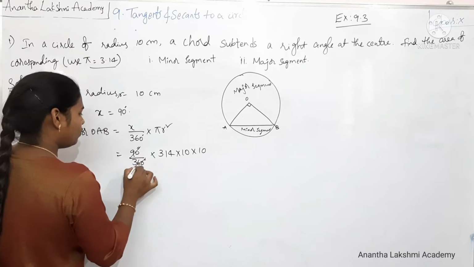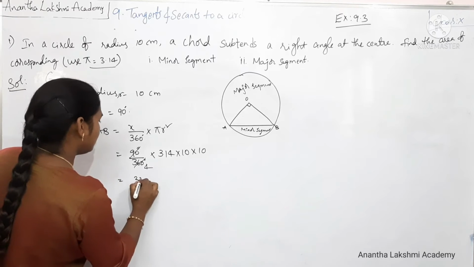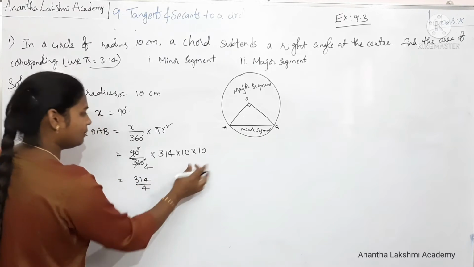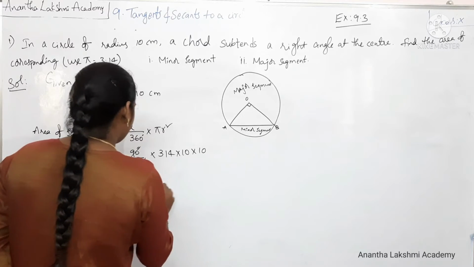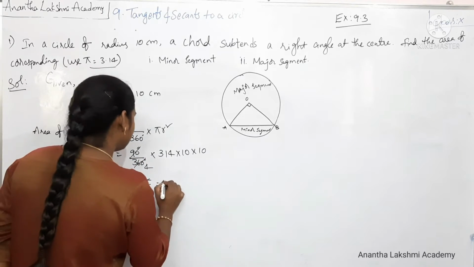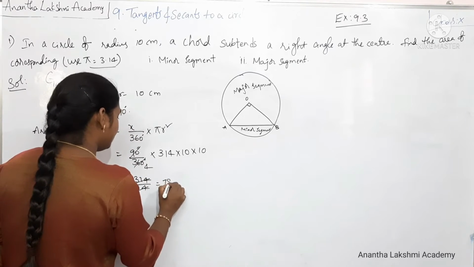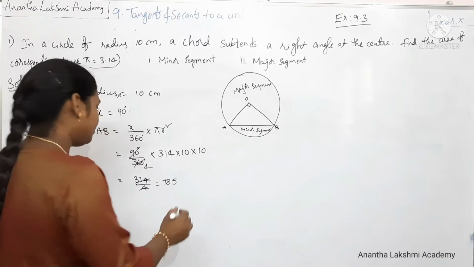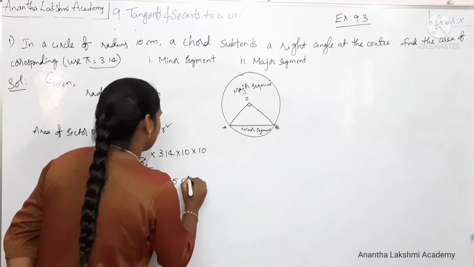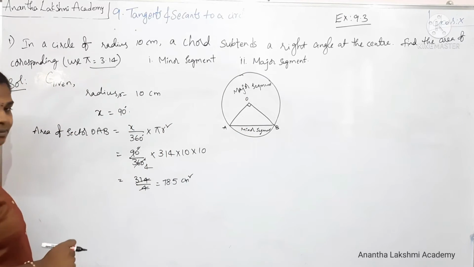So 90 by 360 is one-fourth. If you multiply 100 with 3.14, it becomes 314 by 4. So if you do the cancellation part, it comes to 78.5 centimeter square. Radius is given in centimeters itself, so this is going to be centimeter square.